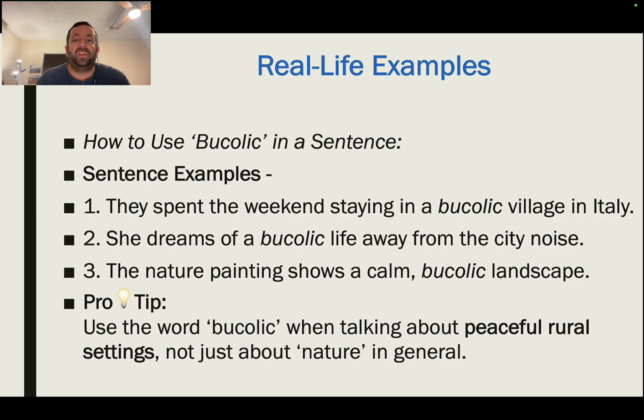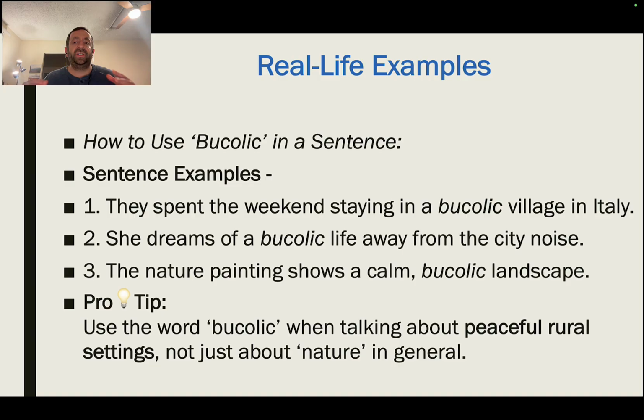Number one, they spent the weekend staying in a bucolic village in Italy. Italy, especially in Tuscany, in the northern part of the country, but also other villages. Many villages in Italy, they're very rural. They're quiet. They're scenic nature, rolling hills, beautiful trees, a lot of farming. When you think about Italy, you think of vineyards, right, where grapes are grown, but there's also wine production.